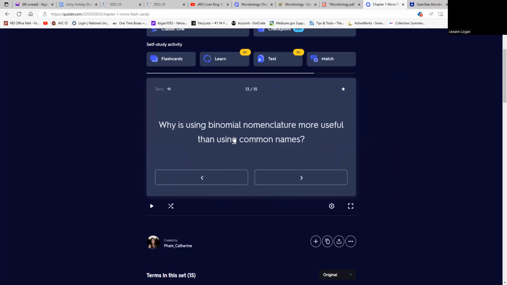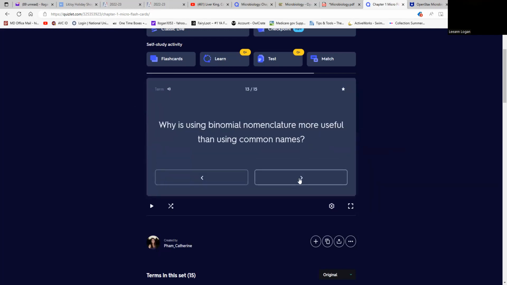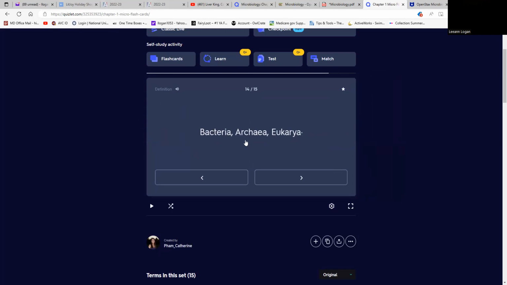Why is using binomial nomenclature more useful than using common names? It creates less confusion, assigns each organism a single, unique, two-worded name that is recognized by scientists. Label the 3 domains found on modern phylogenetic trees. That would be bacteria, archaea, and eukarya.